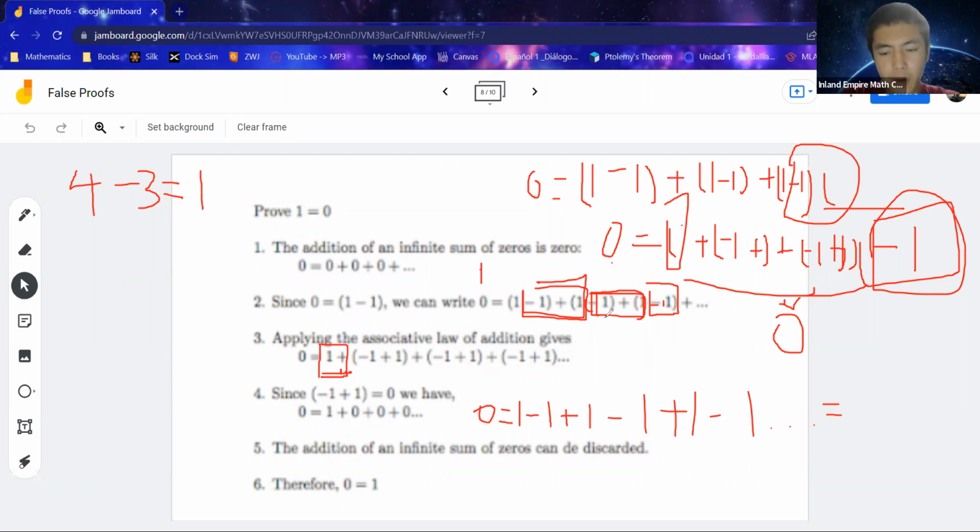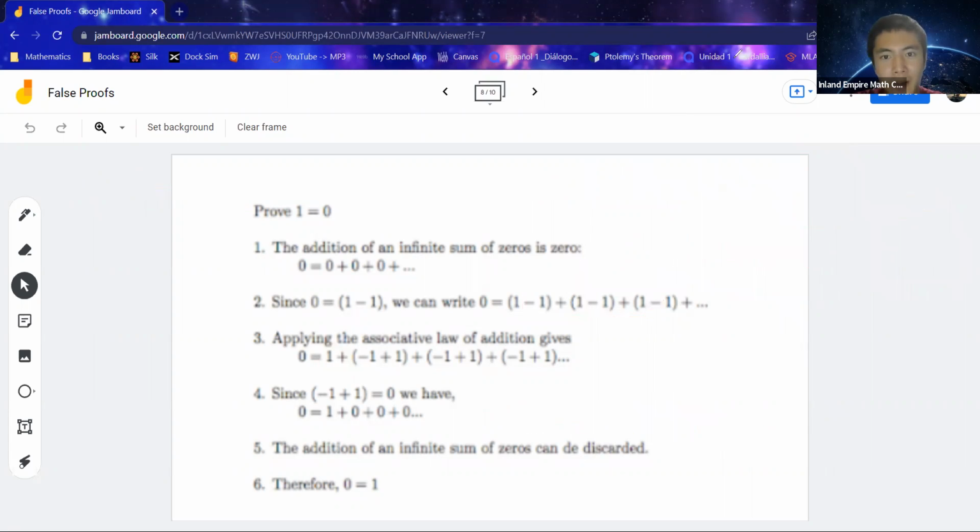But if you do this, it is actually indeterminate because the result always shifts between 1 and 0. So you can't determine if this string of numbers is really equal to 0 or 1. It is indeterminate because there is no limit as this approaches infinity. Therefore, this proof by itself is pretty illegal, but I guess it is pretty cool. It fools a lot of people.